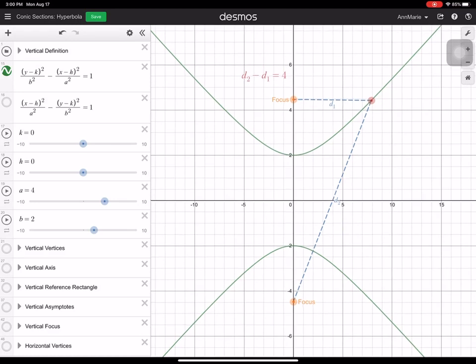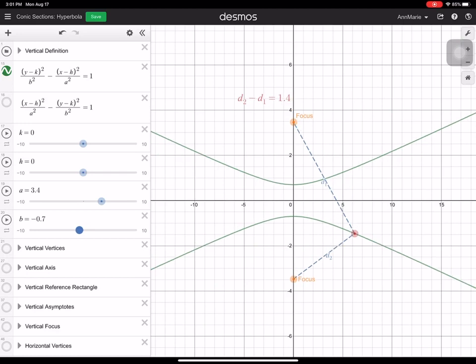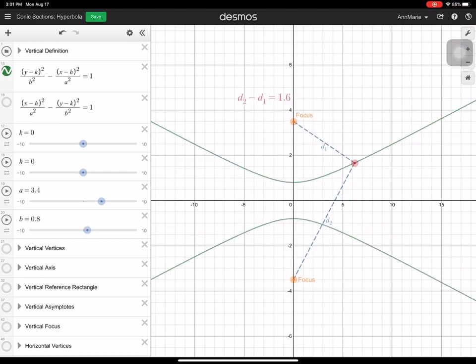So what I've got on here is a point marked on my hyperbola and the two focus points. If I calculate the distance from this point on my hyperbola to each of the focus points and then take the difference in absolute value, so I really should have my label up there as absolute value, you can see that no matter where I am on that hyperbola, that difference is the same. And just to assure you of that, there we go. So that actually is a live calculation.